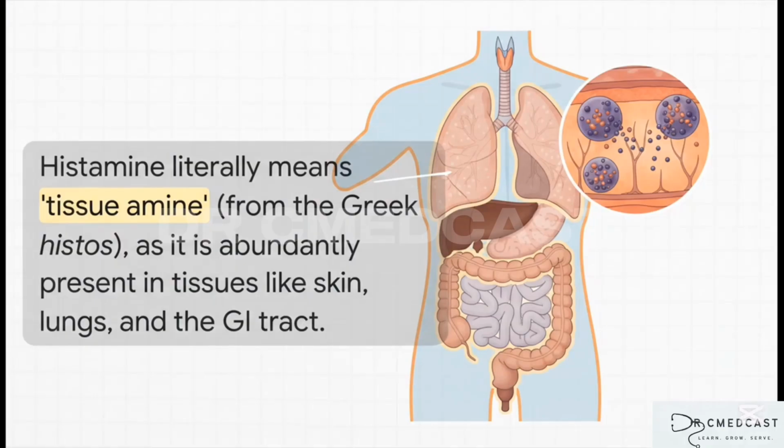And its name gives you a huge clue. Histamine literally means tissue amine. Why? Because it is absolutely packed into our tissues. It's synthesized and stored inside mast cells and basophils, which you can think of as the body's little landlines, strategically placed right at the front lines, in your skin, your lungs, and your gut.